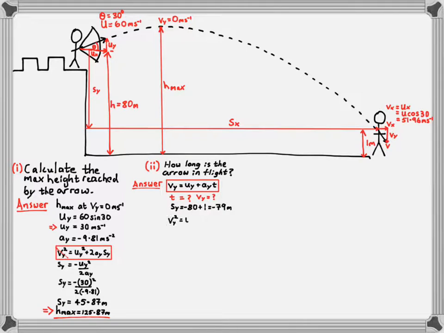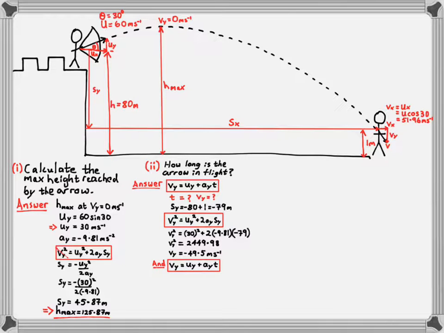Because it's traveling down. So I could use the equation v squared is equal to u squared plus 2as, and I can find the final vertical velocity. So the final vertical velocity is 49.5 meters per second. I know that it's a minus because it's traveling down.